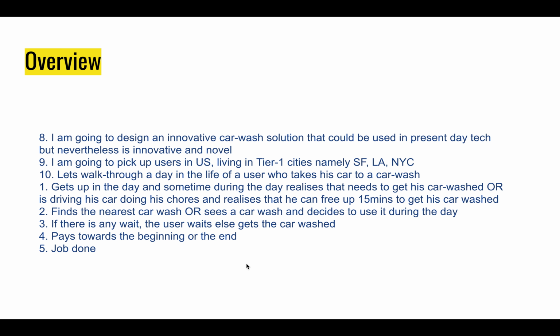Now, as far as the overview is concerned, sticking to the previous slide, I'm going to design an innovative car wash solution that can be used with present-day tech, but nevertheless is innovative and novel. So let's pick a location, because obviously this is a physical product, so we cannot be going global. So let's start with a particular location, city, and then scale up. I'm going to pick users in the US living in tier 1 cities, namely San Francisco, LA, and New York. So that's what I would choose.